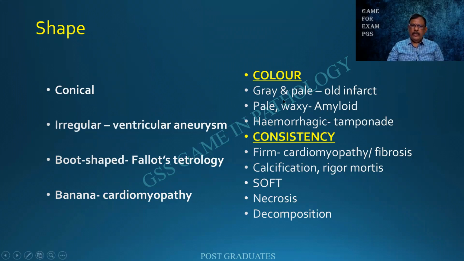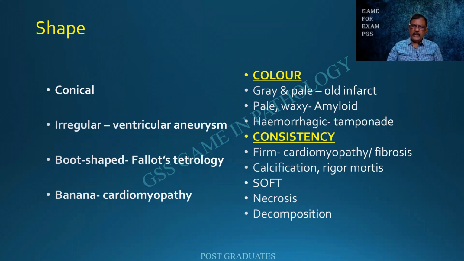Coming to the color, you find it will be pale in the case of old infarct. And in the case of a recent infarct, it will be more reddish, unless the infarct is resolved. It will be pale and waxy, slightly enlarged in the earlier stages in amyloidosis. And it can appear hemorrhagic in the case of cardiac tamponade.